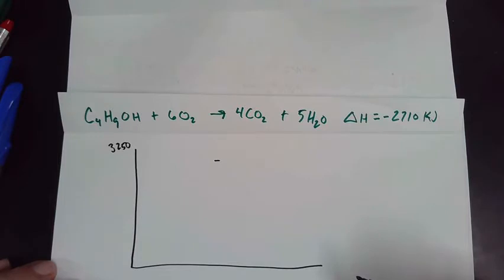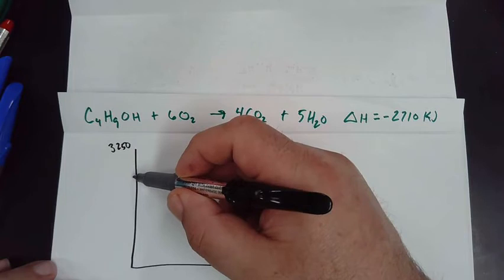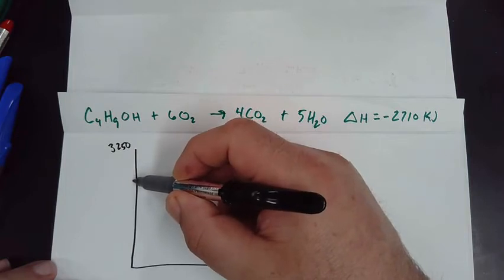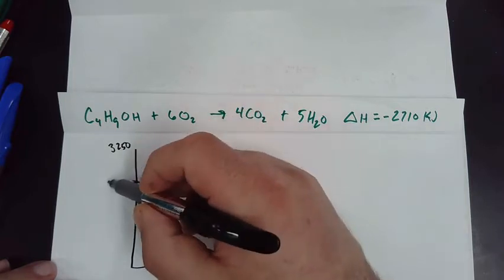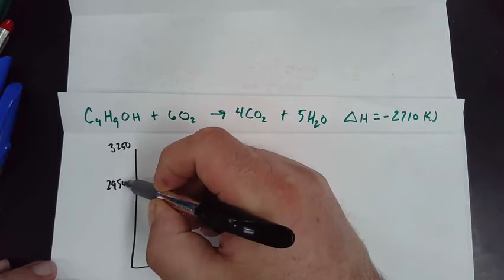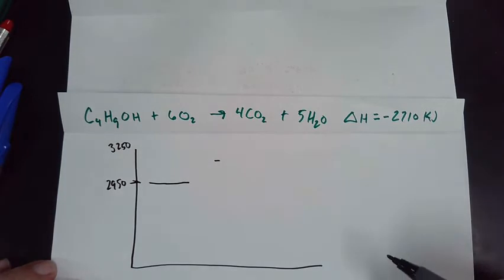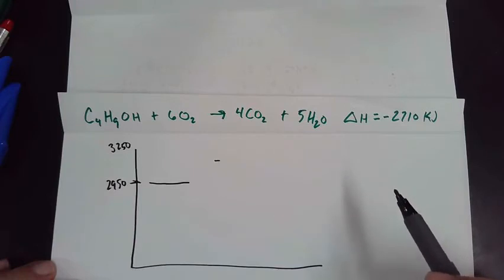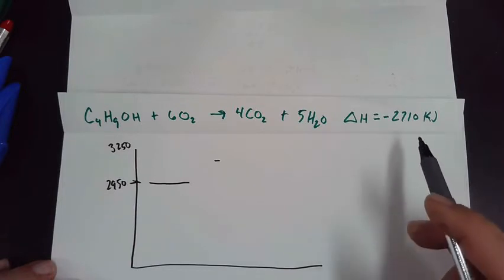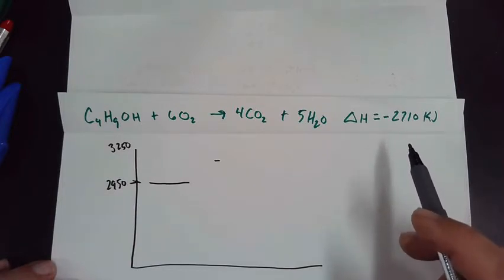Where's our reactants going to be? So 2,950 is going to be somewhere around here, right? Okay. Now we have to figure out the rest. Where's our products going to be? 2,950 minus 2,631. Or plus 2,710. 2,710, right? Yeah, minus.